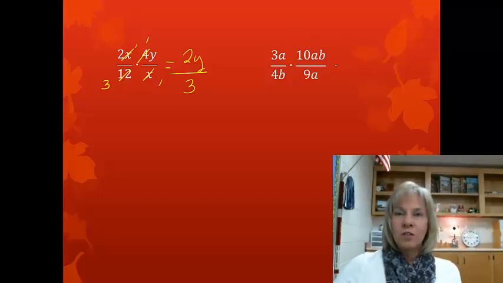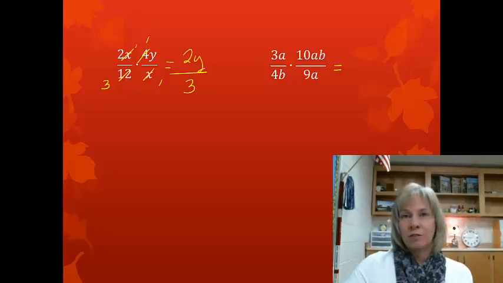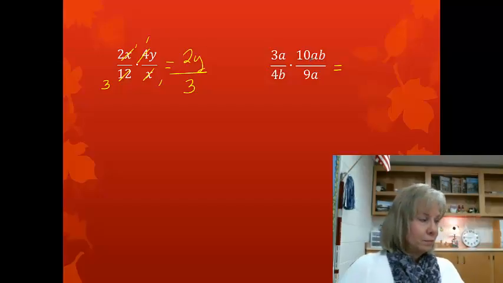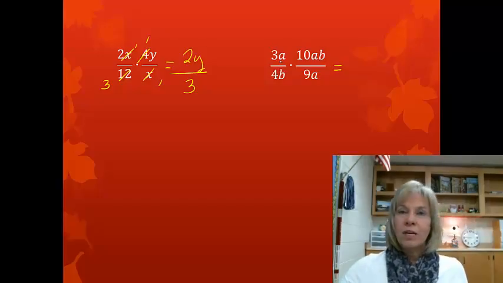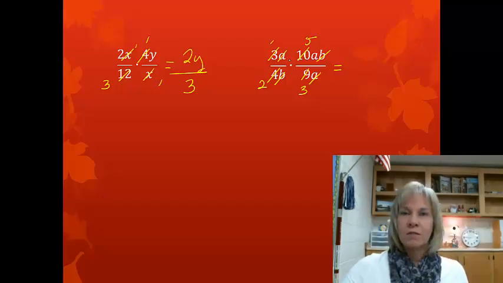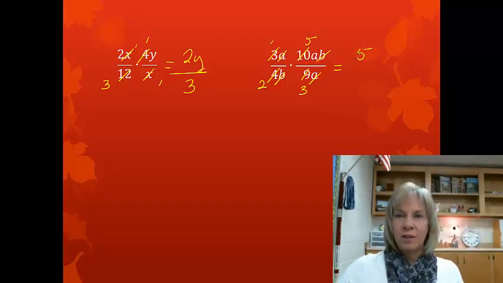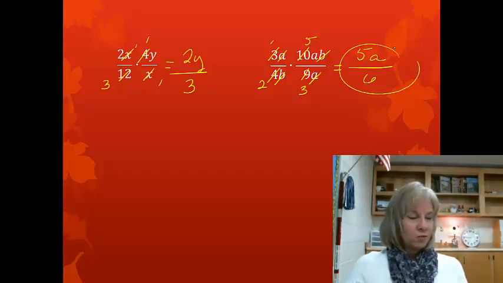Okay, let's see if you can do this one. Pause the video for about 30 seconds and work this one out yourself. Okay, so what did you cancel? 3 and 9. I'm going to go through it quickly. A and A, B and B, 4 and 10 with 2, and anything else. So what's left is 5A over 6, and that's your final answer.